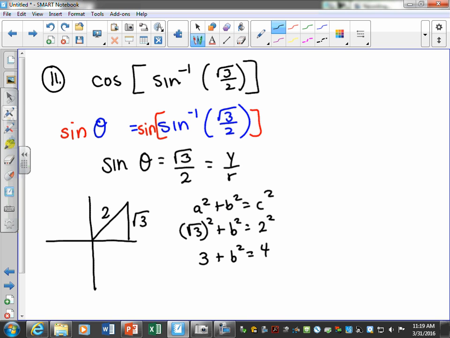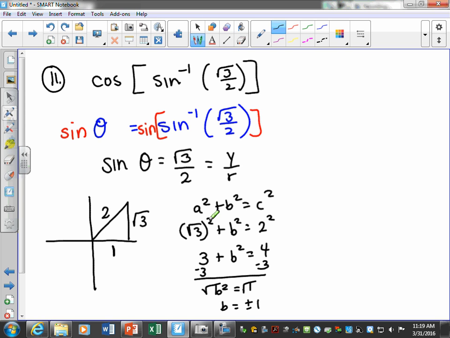Okay, and we're subtracting 3 from each side, so we get b squared is equal to 1, and we take the square root. So you're going to get b is plus or minus the square root of 1, which is just 1. So in this case, it's a positive 1.